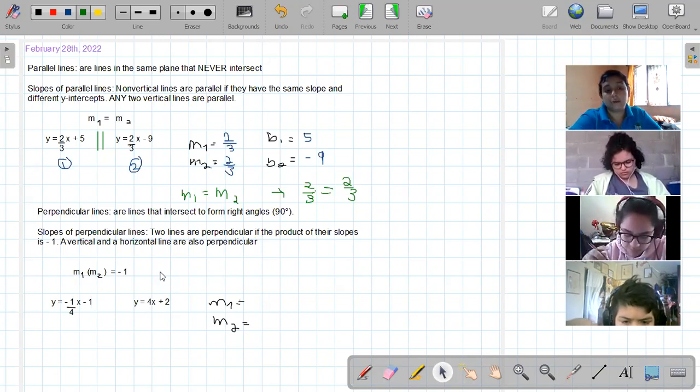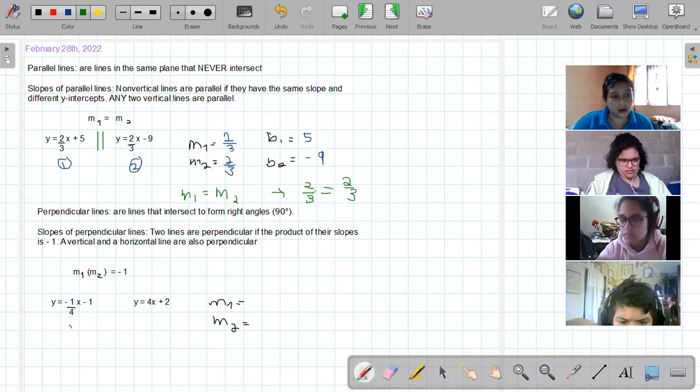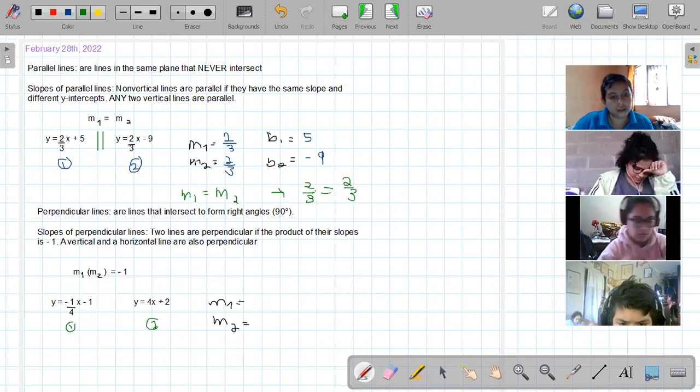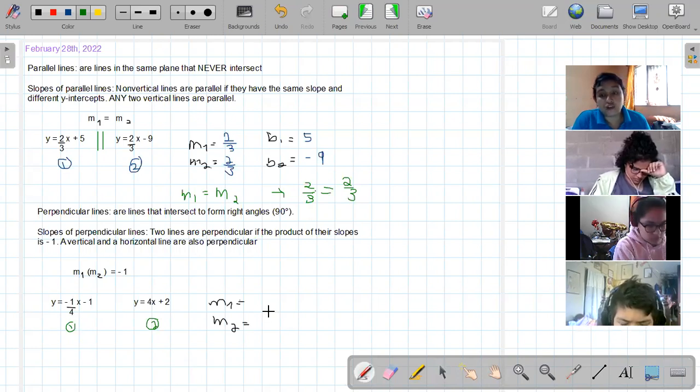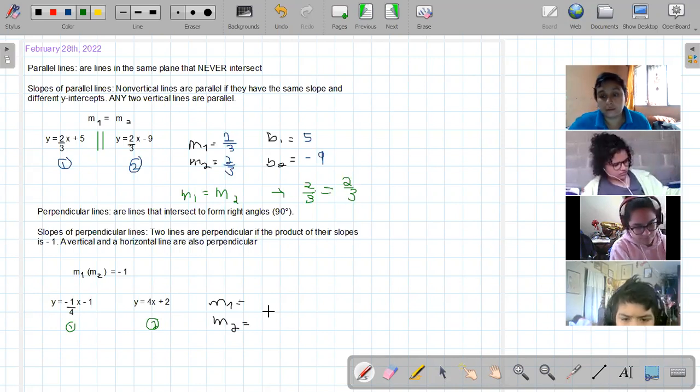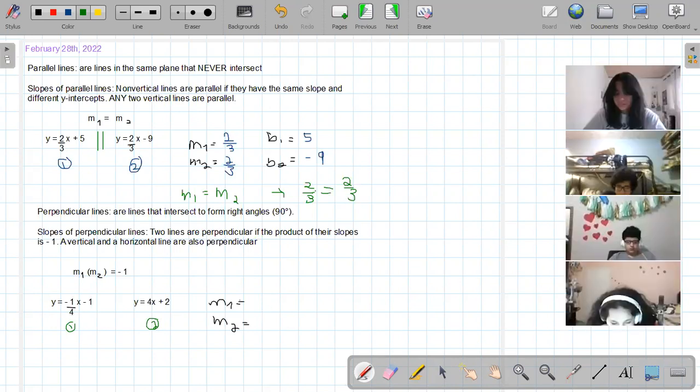Now, let's determine. This is the formula: m1 times m2 will be equal to -1. We're going to call this equation 1 and this equation 2. Now we're going to identify the slopes. What is the slope of equation 1? Equation 1 is y equals -1/4 x minus 1. What is the slope of that equation? -1/4. Exactly, -1 over 4.